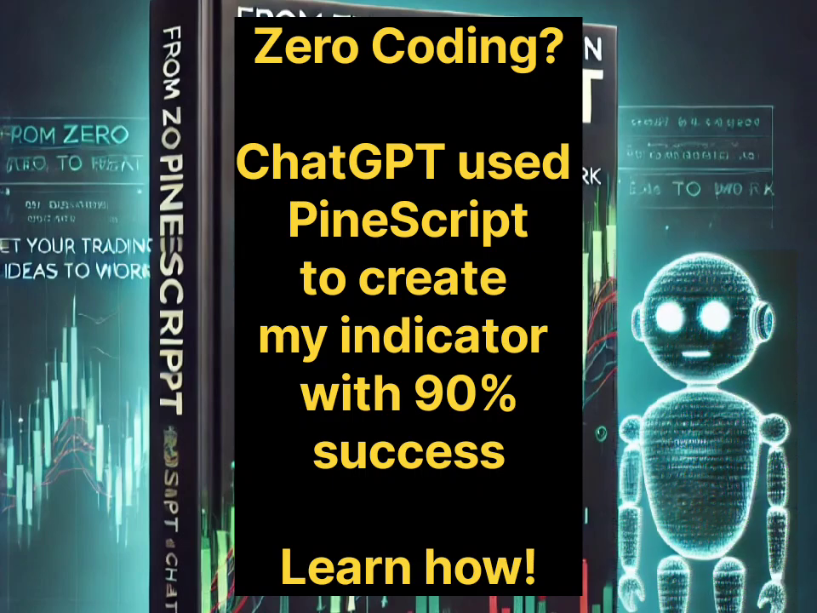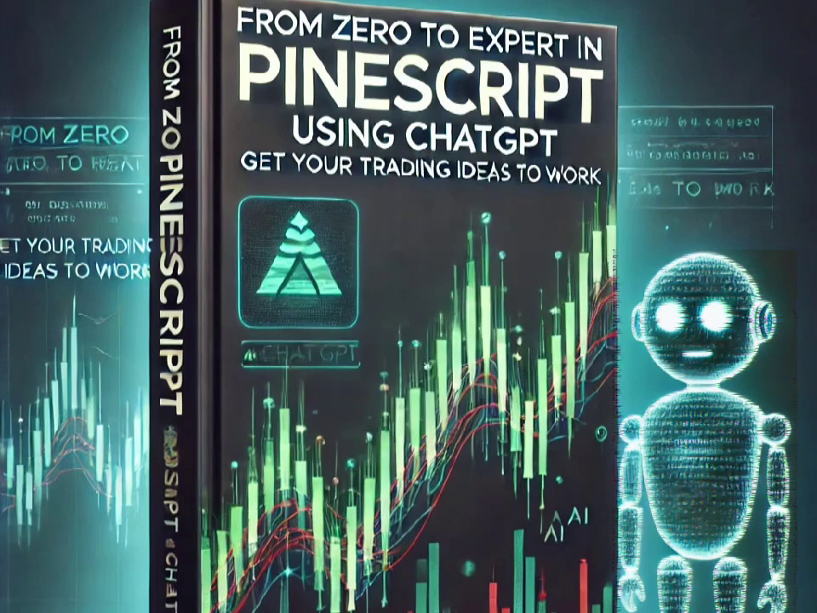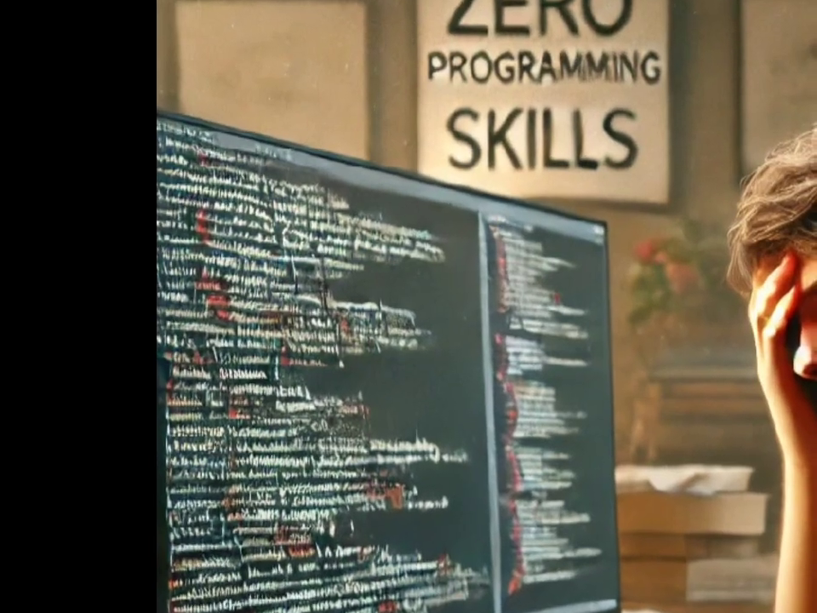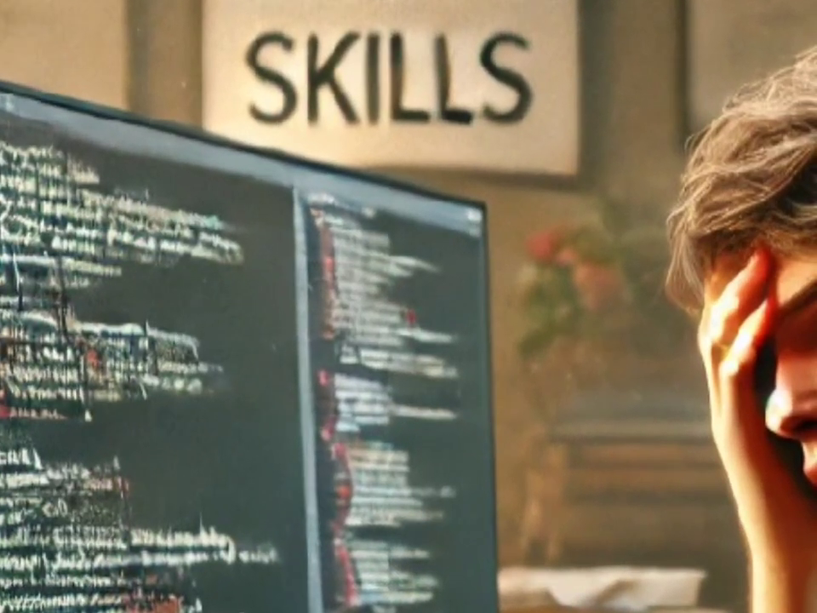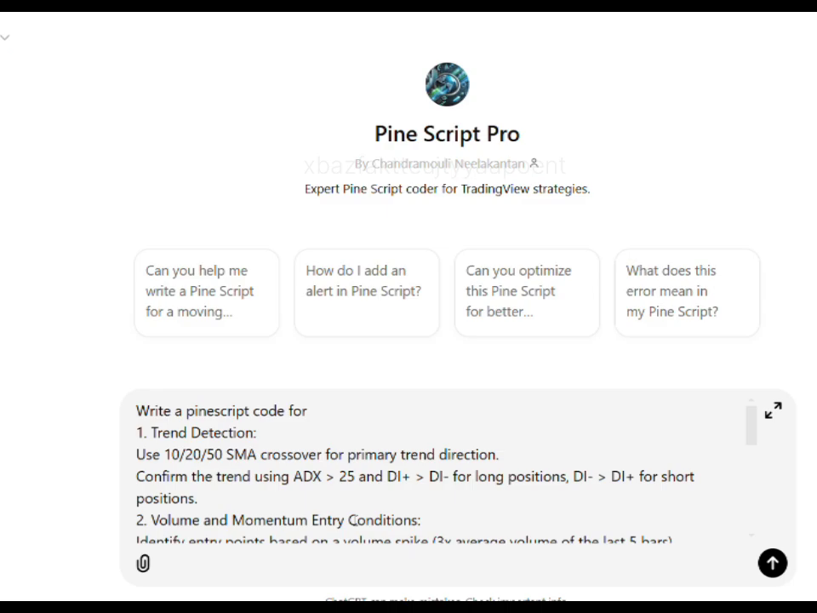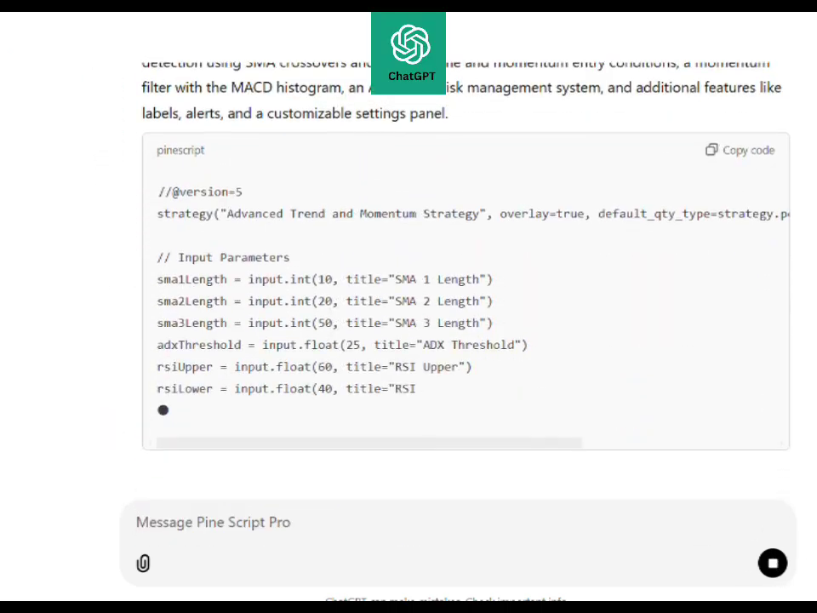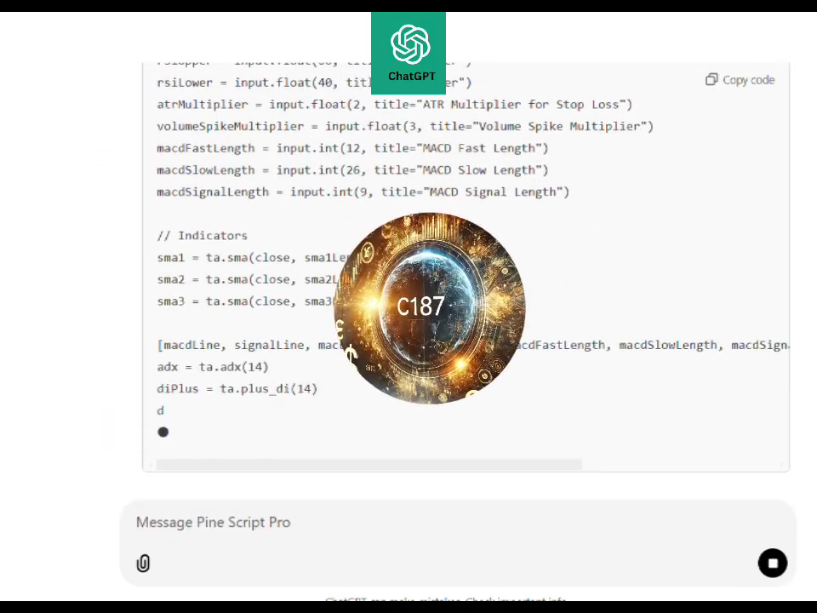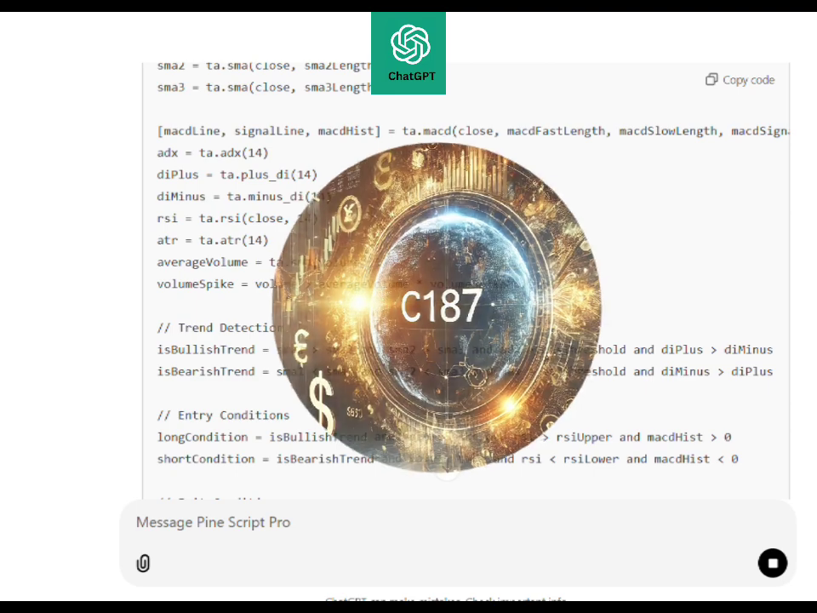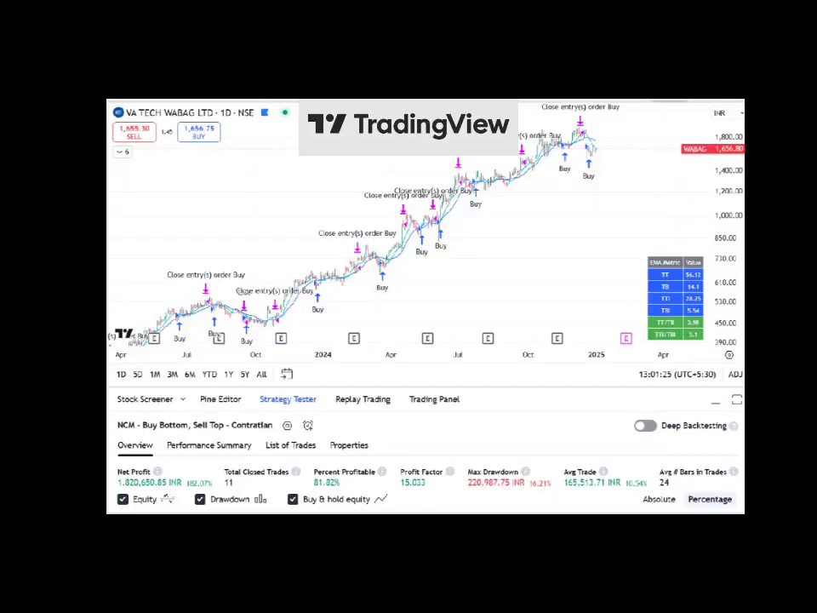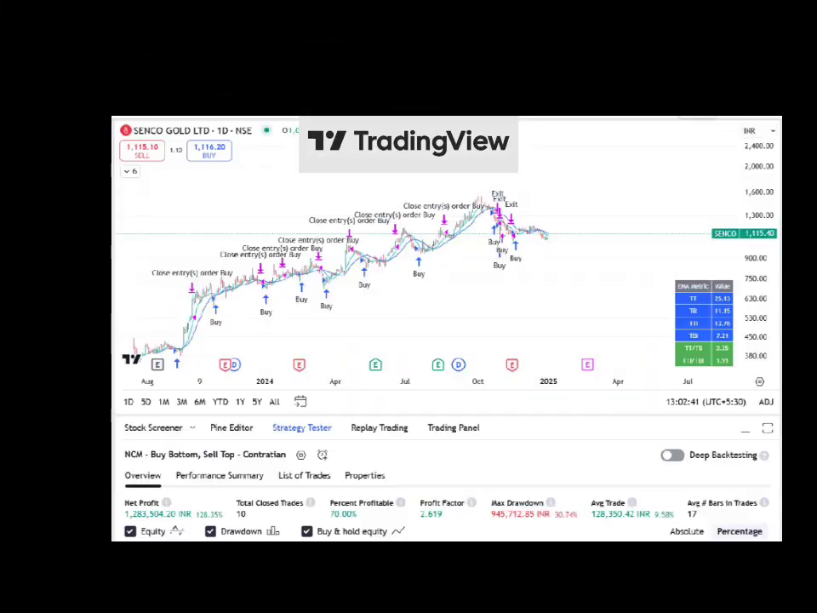Hi, have you ever wanted to create your own custom trading scripts but felt stuck because you don't know how to code? That was me, a trader for 3 decades plus with loads of ideas but zero programming skills. Now, I've not only learned to code using ChatGPT, but over time, I've also created a powerful predictive PineScript strategy called C187. C187 is just not another script.